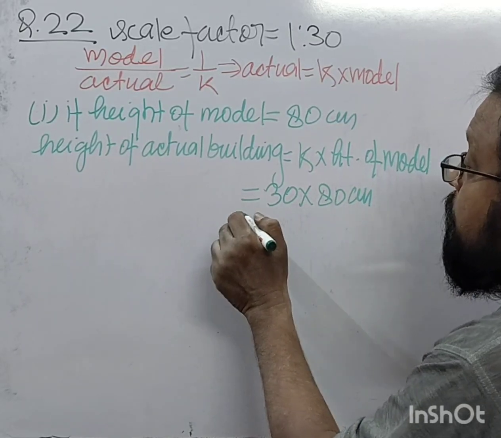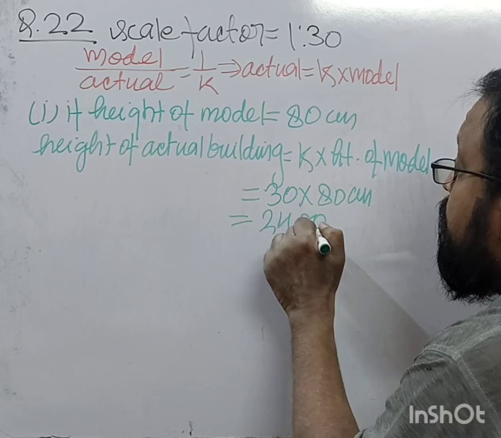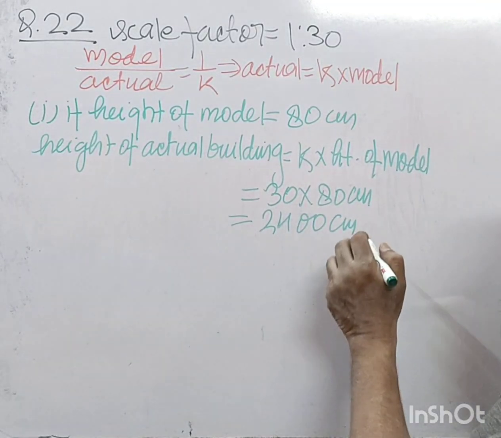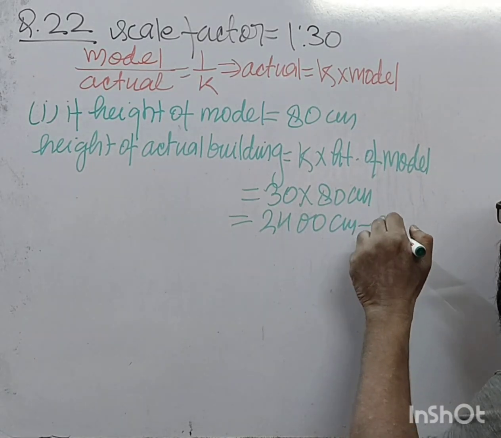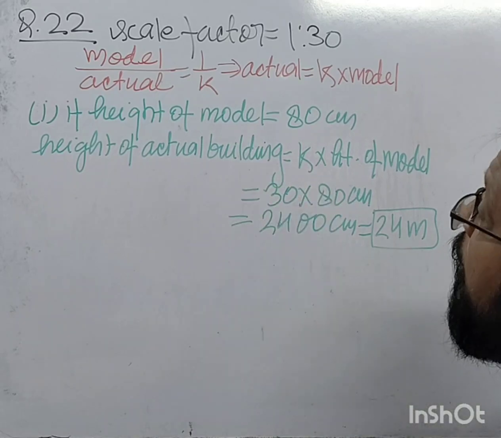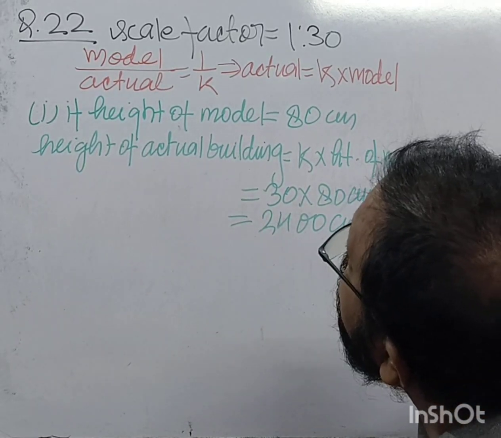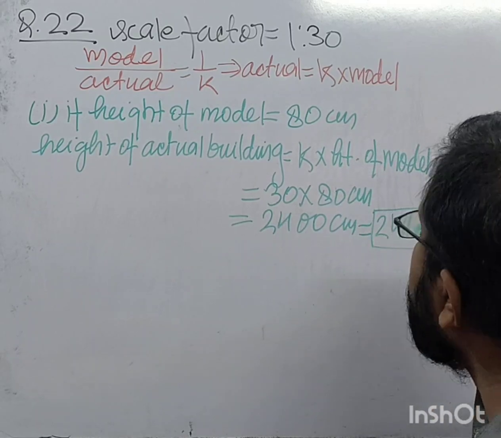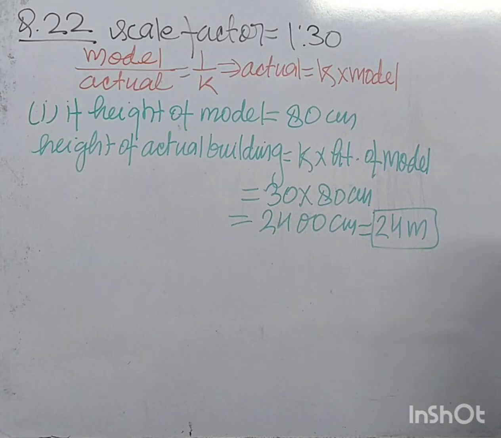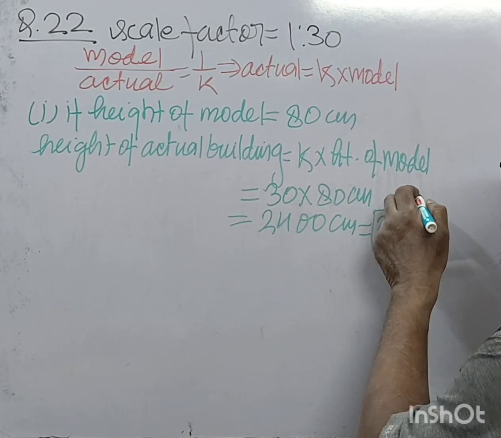So it becomes 2400 centimeter. Right? Or you can write 24 meter. The actual height of the actual building is 24 meter, when on a scale it is 80 centimeter. What is your answer? 24 meter. So this is the answer for this.